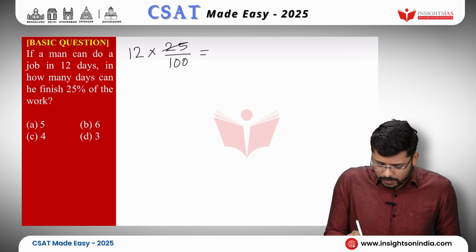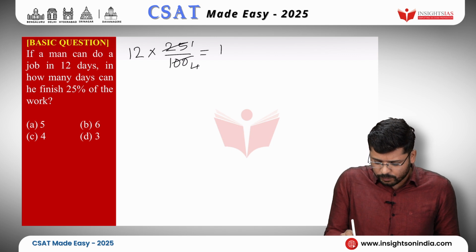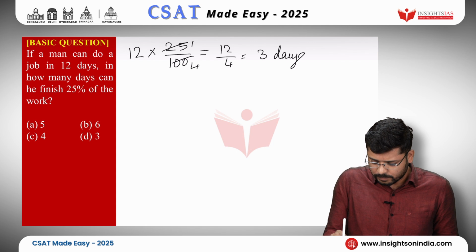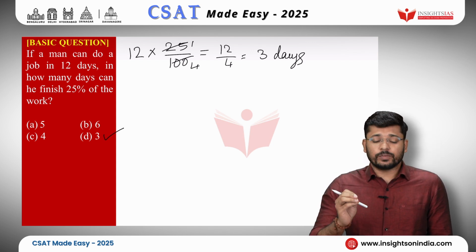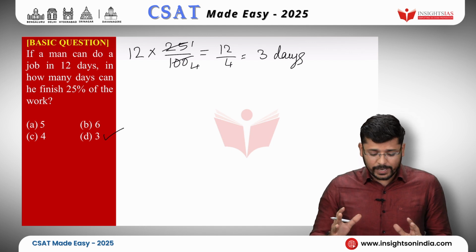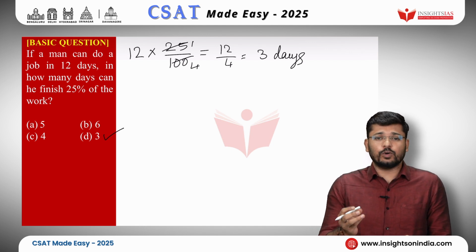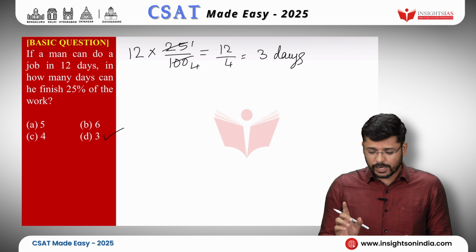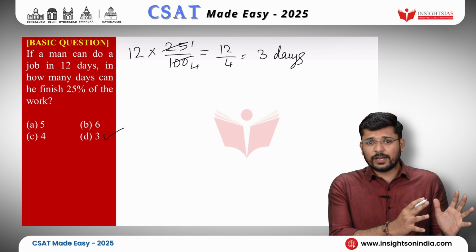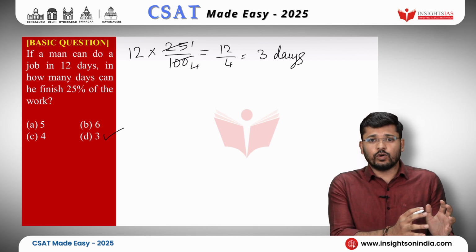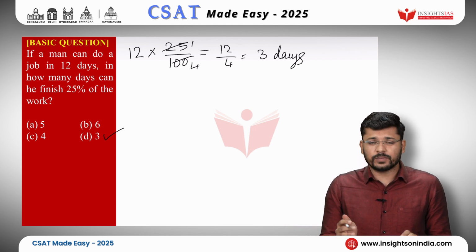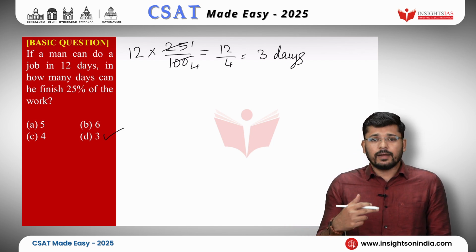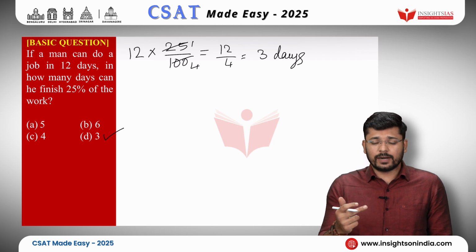How much would it be? 25 into 1, 25 into 4, that would be 12 by 4, that is 3 days. Okay, so your answer is 3. So if a man can do a full job, complete job in 12 days, in 3 days he will do 25% of the work. Now you learned one concept. What is it? If they gave you the time taken for doing the full work and they ask you for this percentage of work, how many days they take, just multiply them. Okay. We will go to the next question, where you will learn another concept.